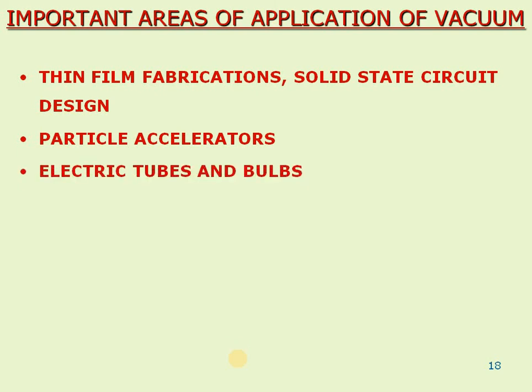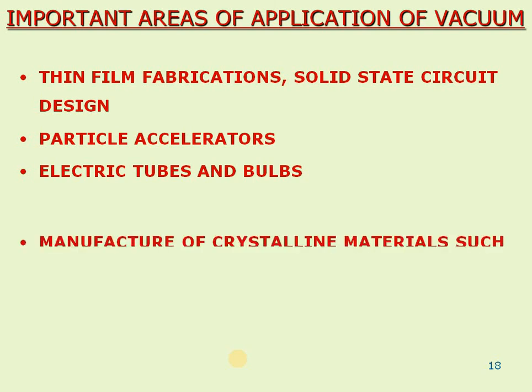Understand? Another area is electric tubes and bulbs. You know, they need vacuum. Only then they will operate. Only then the electron will be discharged. Electron will pass through the tube. Then only the fluorescence-like phenomena will happen. So another area is tubes and bulbs used to produce light sources.